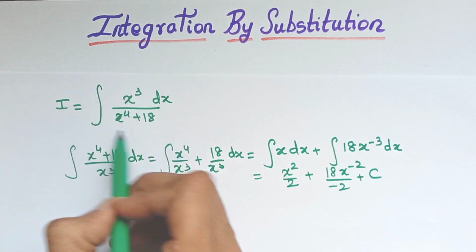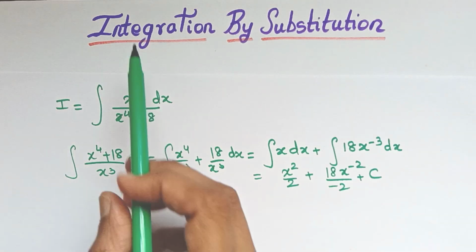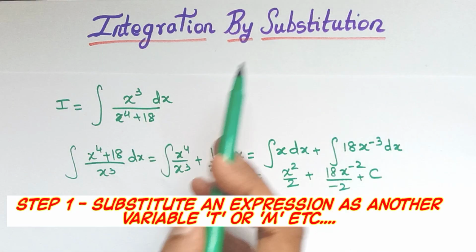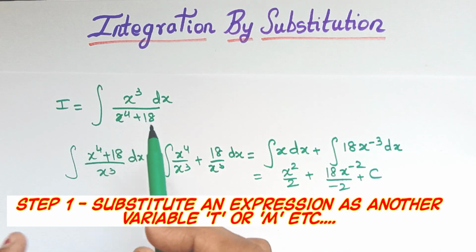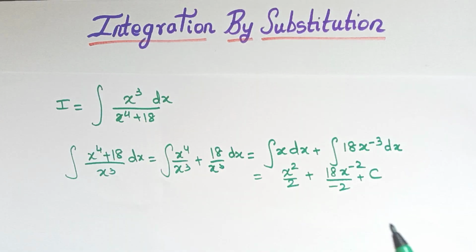But for this type of question, friends, there is no direct integration formula, and that is why there is a need to have a new method, and that method is known as integration by substitution. So friends, in this method, the first step is to substitute an expression in the question as another variable, say t or m.